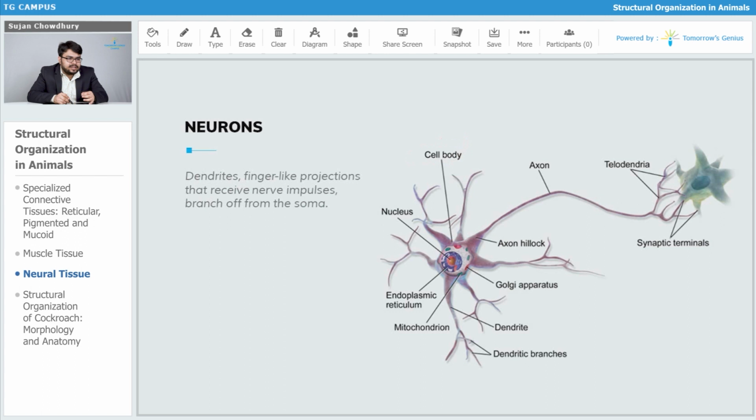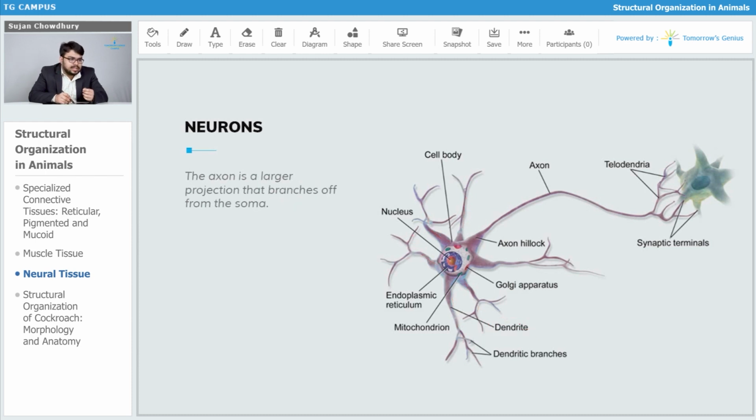Dendrites are the finger-like projections that receive nerve impulses, and they branch off from the soma. So we have dendrites, like this long slender dendrite. This is another one. These are other dendrites. These basically increase the surface area for receiving stimulus or impulse.